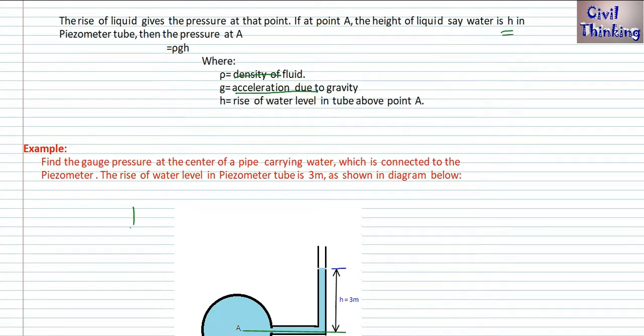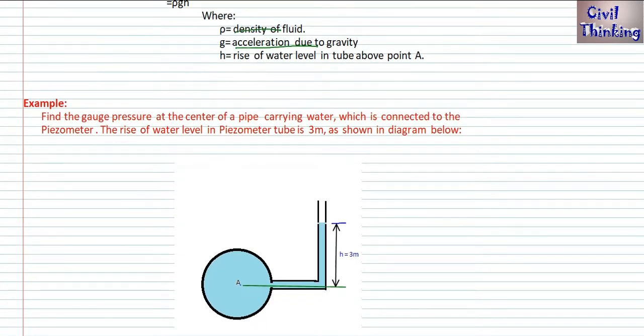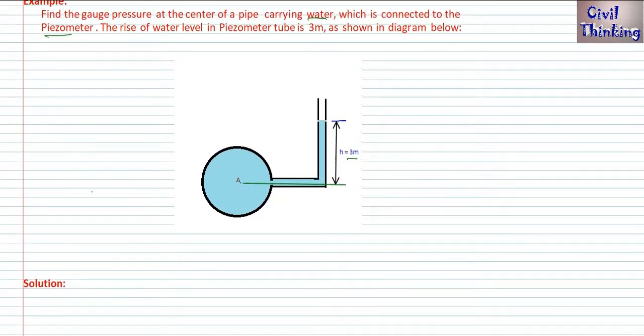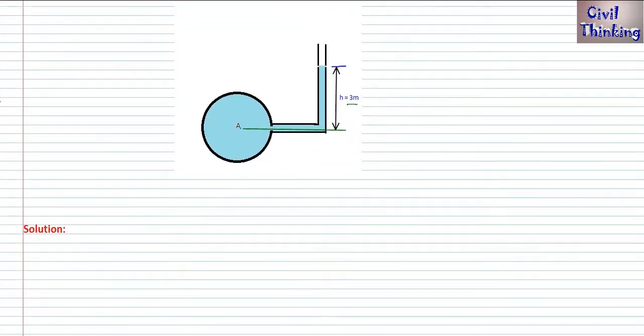Find the gauge pressure at the center of the pipe carrying water, which is connected to a piezometer. The rise of water level in the piezometer tube is 3 meters. So h is equal to 3 meters, as shown below. This is really simple. How are we going to find this?